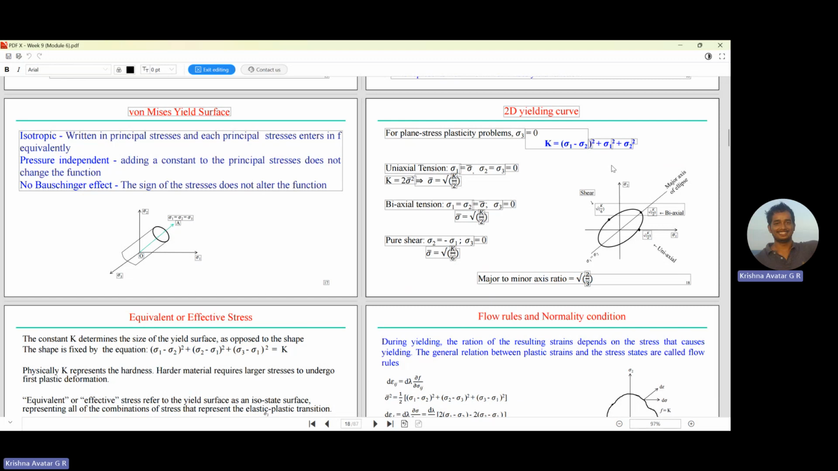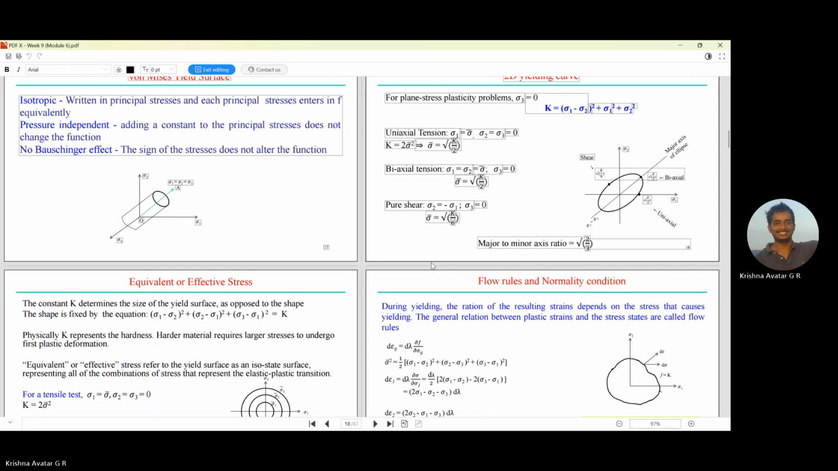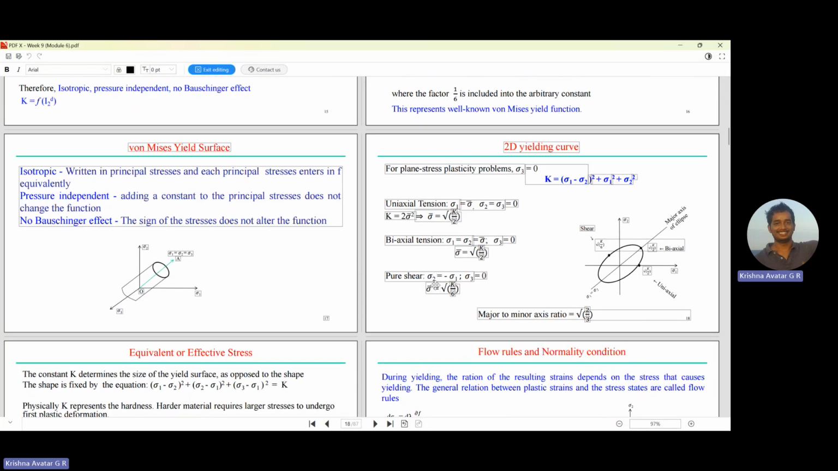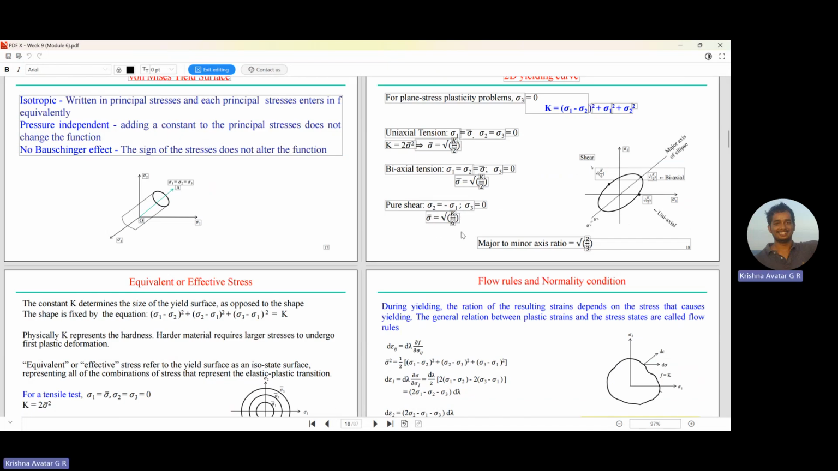Okay, so now we come to pure shear. In that case, we have sigma 2 is equal to minus sigma 1. So this evaluates to 4 sigma 1 squared plus sigma 1 squared plus sigma 1 squared, so it becomes 6 sigma 1 squared. In that case, we'll have K equal to 6 sigma bar squared, and then sigma bar is equal to root over K by 6. And then the major to minor axis ratio is root over 2 by 3. This is from the construction, right? Using this, we will obtain the major and minor axis values, isn't it? So with that we're able to have the root over 2 by 3, right?